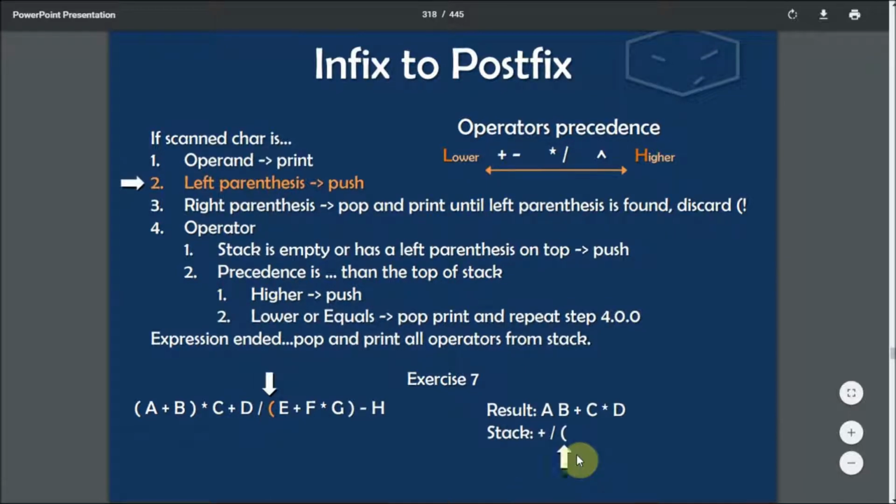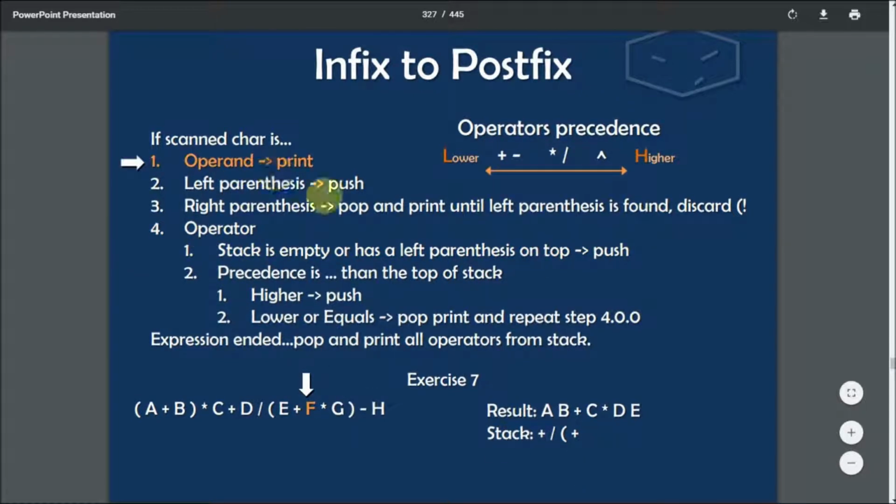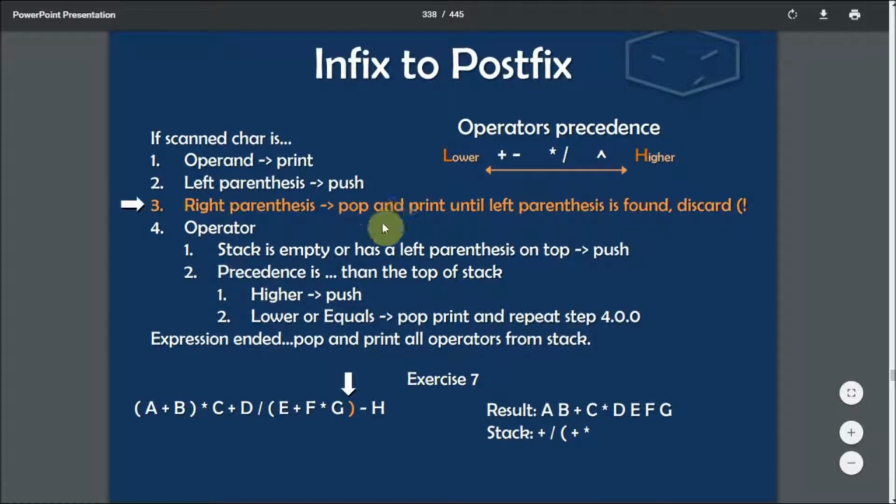Left parenthesis, we push. E is operand, we print. Plus is operator, but we have a left parenthesis on top, so we push. F is operand, we print. Times is operator, and the precedence is higher than the top of the stack. Times is higher than plus, okay, so we push. G is operand and print, and right parenthesis, pop and print until left parenthesis is found. Discard left parenthesis, so pop and print, and then discard.